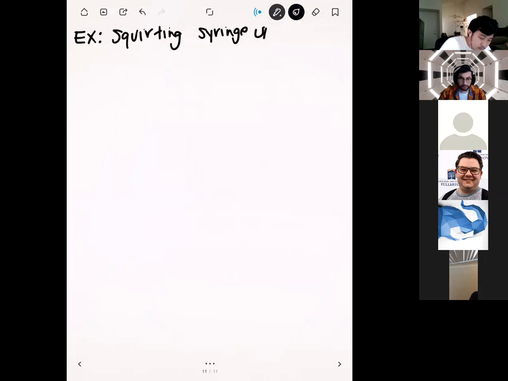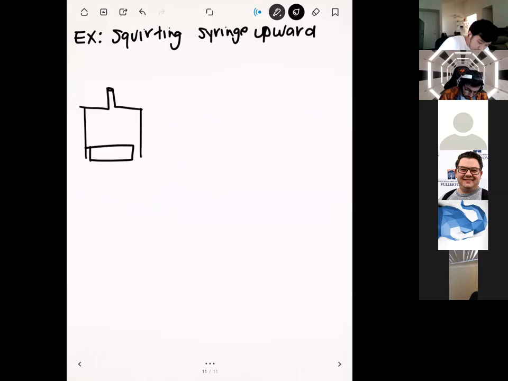So let's do just one more example, just to illustrate that interpretation. Let's say that we have a syringe of fluid and we're squirting it upward. And so the geometry looks something like this. We have a syringe and we're squirting it upward like this.